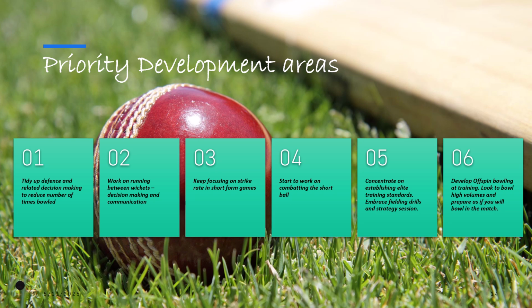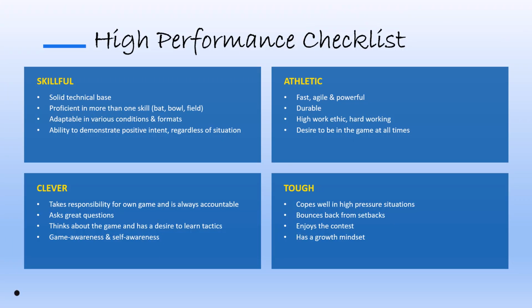Concentrating on elite training standards and fielding drills and strategy sessions for training. And more importantly, the one that we noted previously was about off-spin bowling. It probably won't be practical for this player to learn to be bowling in game, but they should certainly be looking to improve and increase the amount of bowling they do in the training context. So again, these are development priority areas that the player can take away, work with their coaches, work with their different clubs to develop. And then finally, we finish with a high performance checklist.